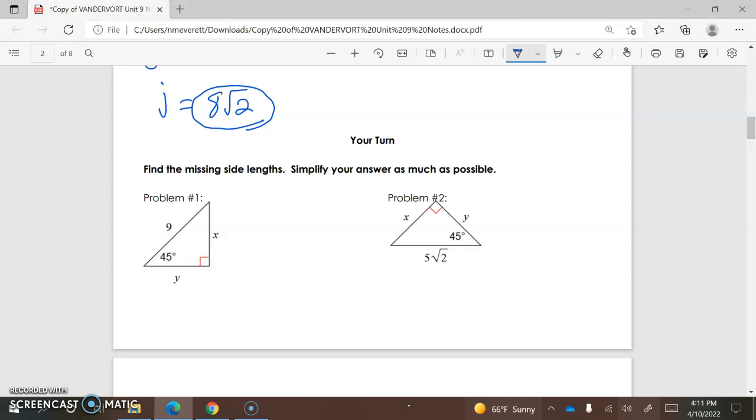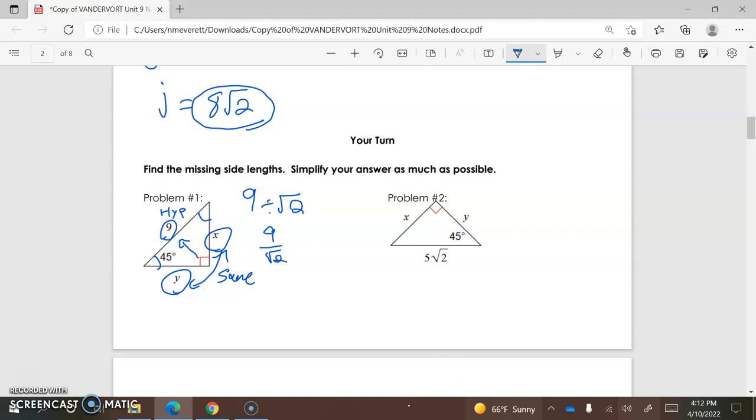Let's do these ones right here. So this one here. 45 degrees, 45 degrees, 9, that is across from that. So we have the hypotenuse. If it's across from 9, I'm going to take that 9 and divide it by square root of 2. Because this is the hypotenuse. If they give you the hypotenuse, you divide by the square root of 2 to find these two sides, because these two are the same. So you have 9 over square root of 2.